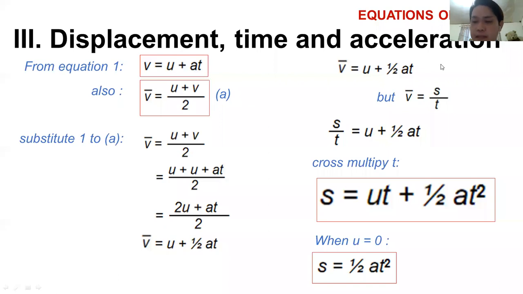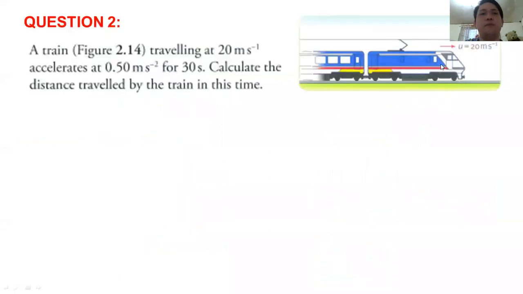But let's try to apply this one first. So let's try to apply equation 3 in this given problem. A train in figure 2.14, I'll move first my pic so you can see. Okay, so a train traveling at 20 meters per second accelerates at 0.50 meters per second squared for 30 seconds. Calculate the distance traveled by the train in this time. So how do we solve it?